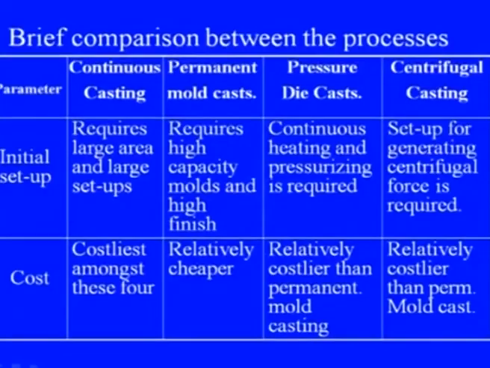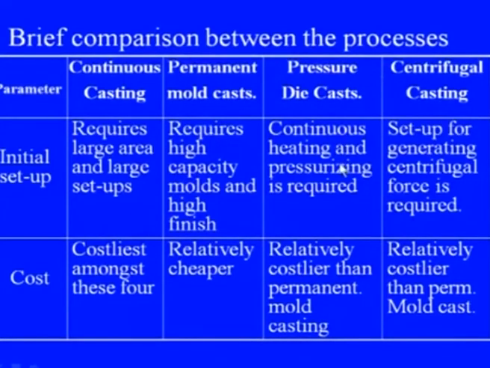Now, let us have some comparisons between the different casting processes, namely continuous casting process, permanent mold casting process, pressure die casting process and centrifugal casting systems. This is represented in the table as can be seen on the screen. The first parameter we can take up is initial setup. As far as the continuous casting process is concerned, it requires a large area and large setups, whereas permanent mold casting requires high capacity molds and high finish.